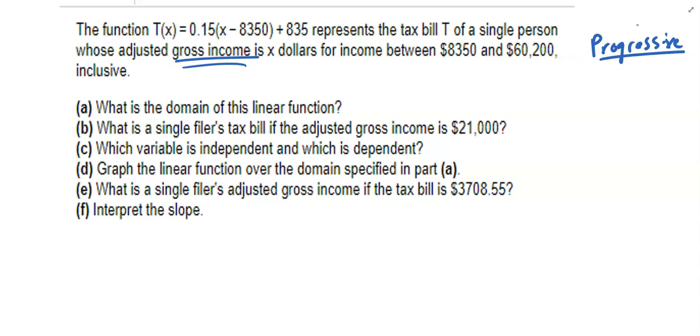And in this particular income bracket, the function that's being used, or the function that's being identified here, is only good for those that earn between $8,300 and $60,000 per year.